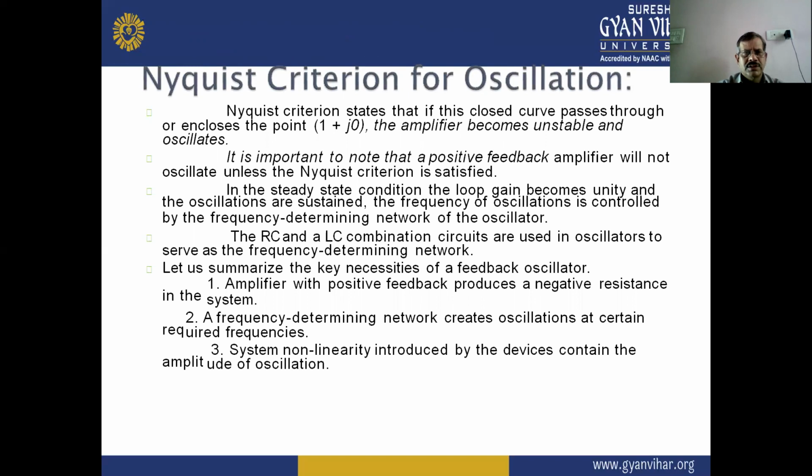So the next topic is the Nyquist criteria for oscillations. Nyquist criteria states that if this closed curve passes through or encloses the point 1 plus j0, the amplifier becomes unstable and oscillates. So it is important to note that a positive feedback amplifier will not oscillate unless the Nyquist criteria is satisfied.